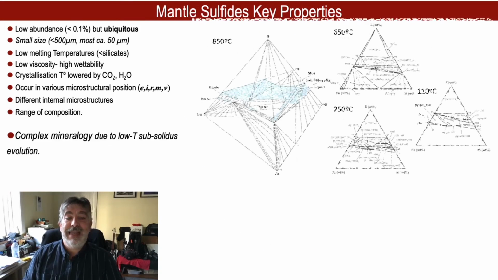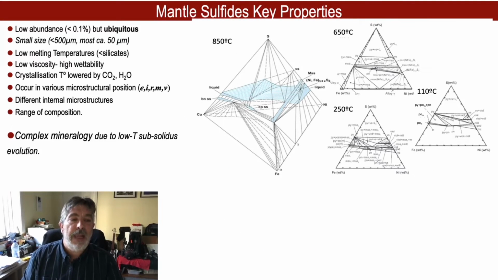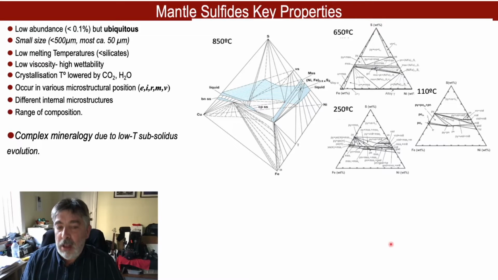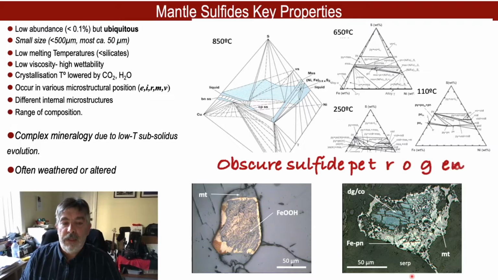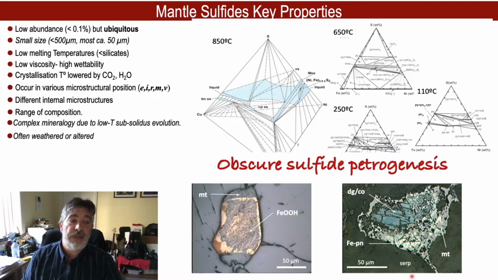However, they have, unfortunately, a long and complex subsolidus evolution down to about 100 degrees. And they are also often heavily altered by weathering, in this case, or serpentinization in this one, and this effect, unfortunately, obscures the sulfide petrogenesis and needs to be seen through.